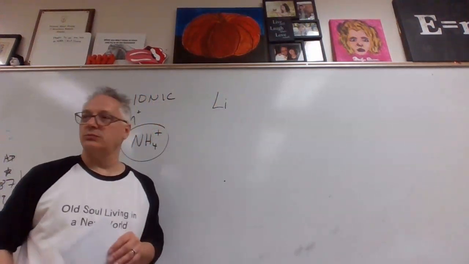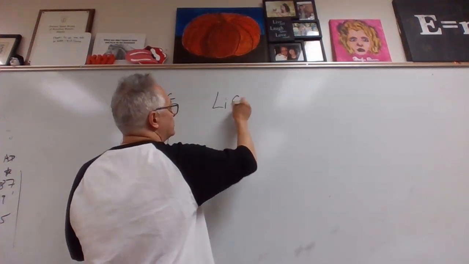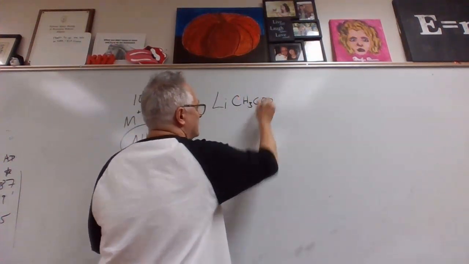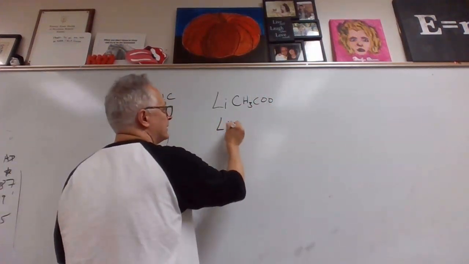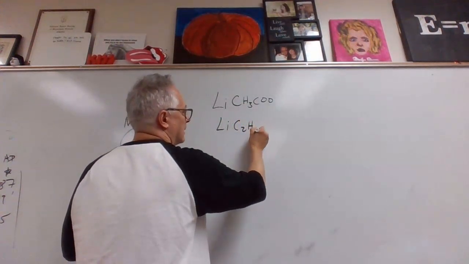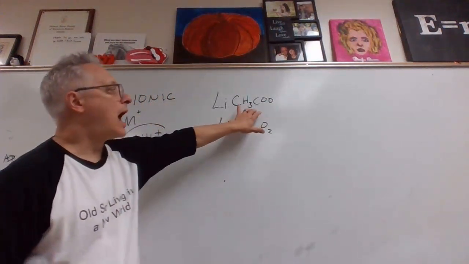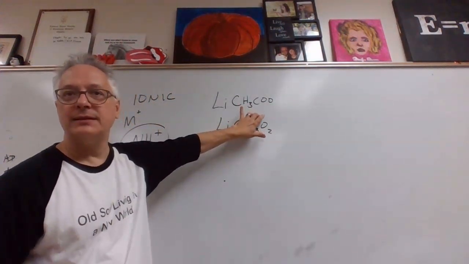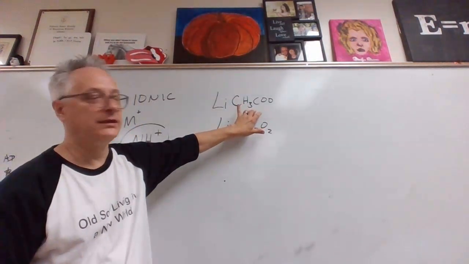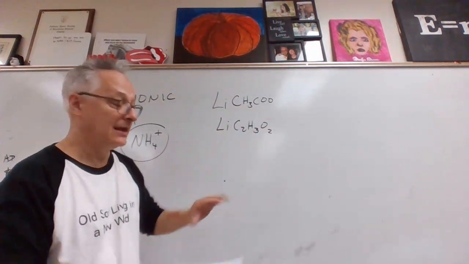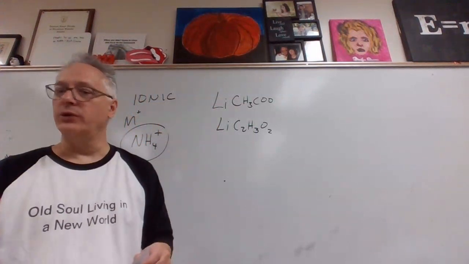The symbol for lithium is Li. It gets a +1 charge. Acetate has a -1 charge. So there's your formula for lithium acetate. You could also write it this way. Either way is perfectly acceptable. I like to write it this way because it reminds me that this comes from acetic acid, which we're going to learn is a carboxylic acid. Don't worry about that now. Either way is fine.